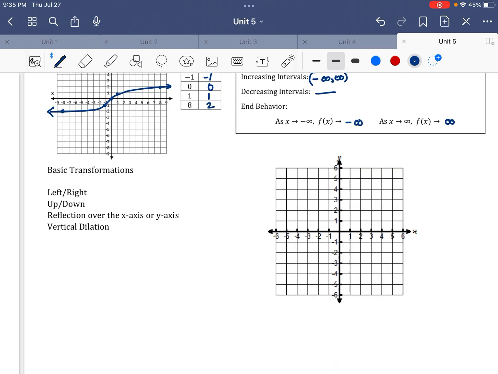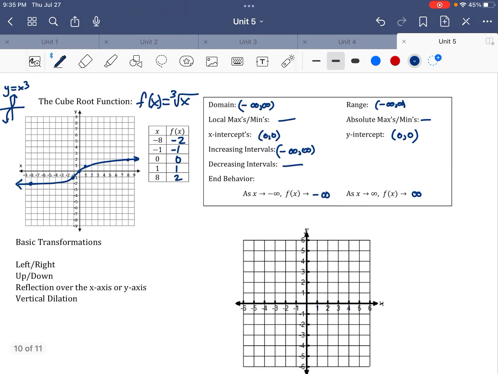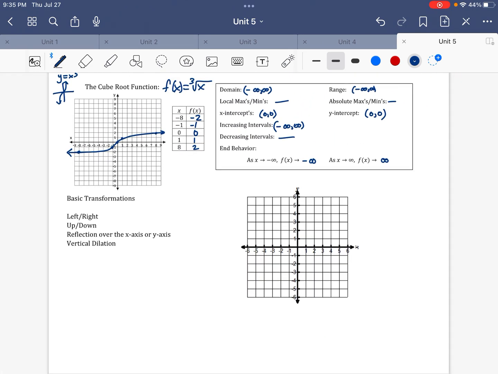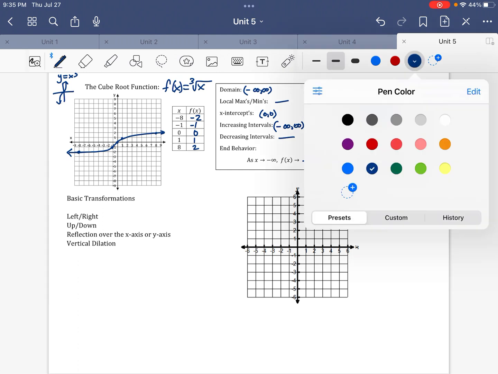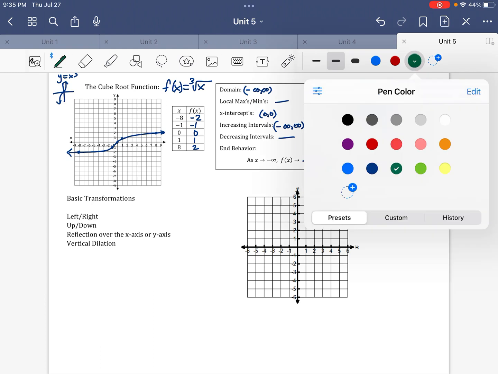End behavior, as you go left, you go down. As you go right, you go up. Okay, so same thing as before. I think, yeah, this is the last thing. We're just going to do this and not do any other graphs or anything like that.